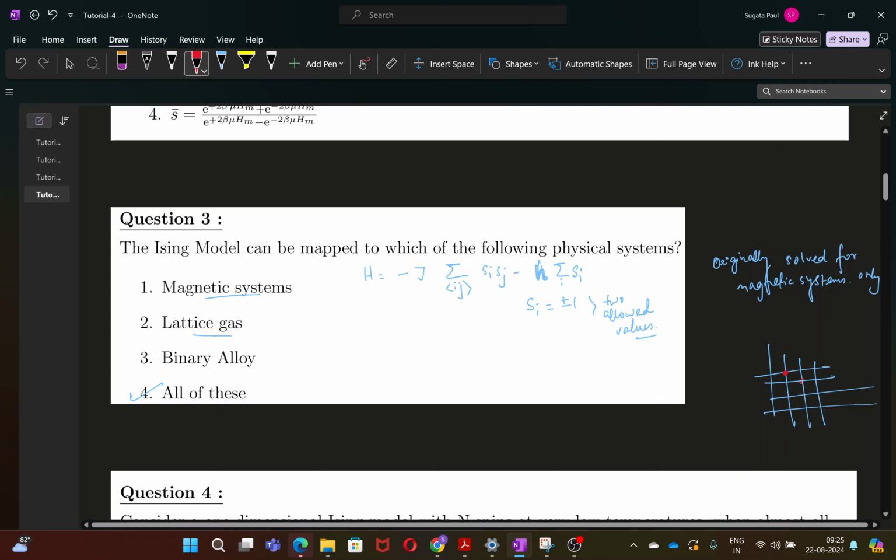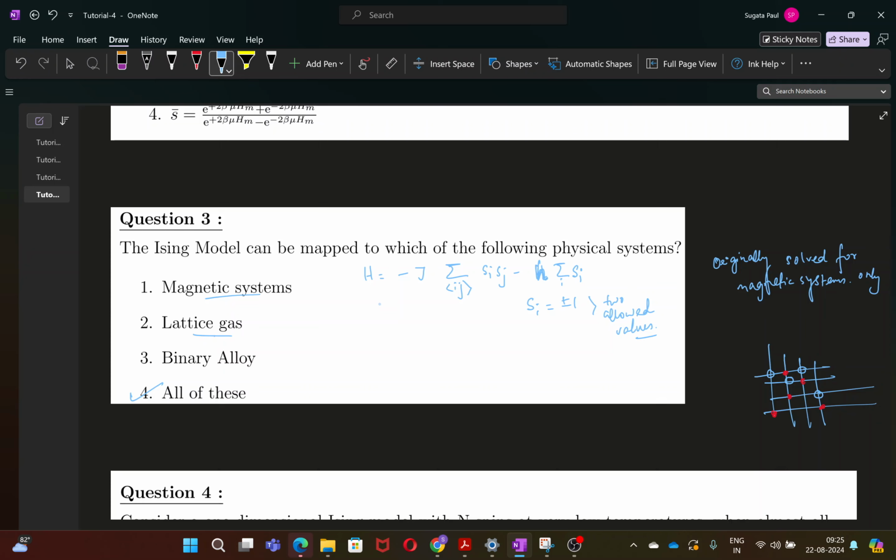So if the lattice sites are the vertices, then maybe these red surfaces are all occupied by atoms, but there will also be unoccupied sites where there will be no atoms present, like this, or this, or this, etc. Because we again have two kinds of states present in this lattice gas system. One is the occupied state, where the lattice site is occupied by some atom, and the other is the unoccupied state, where the lattice site is not occupied by any atom, or it is vacant.